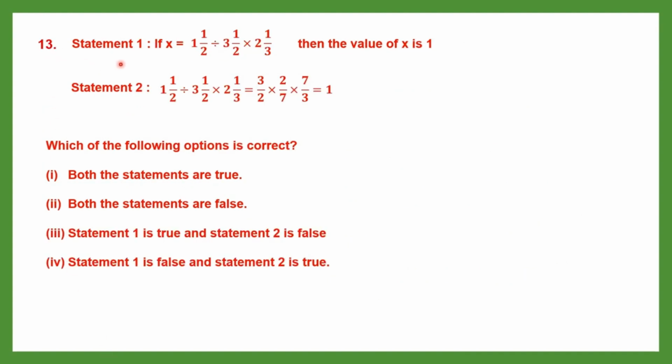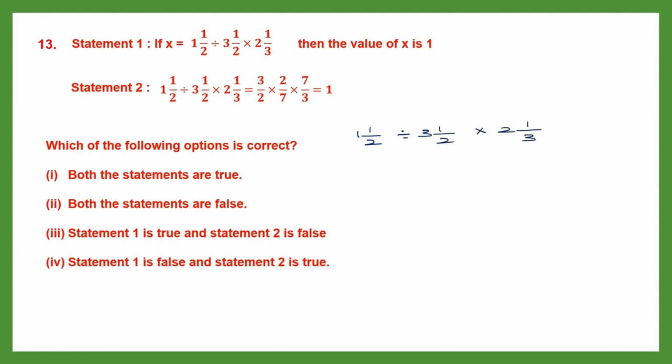Question 13. Statement 1 is given to us. It tells us that the value of x is 1. That means we need to work this out and see whether we get 1. If we get 1, that means this statement is true. So let's write that down. So that is 1 1 by 2 divided by 3 1 by 2 into 2 1 by 3.